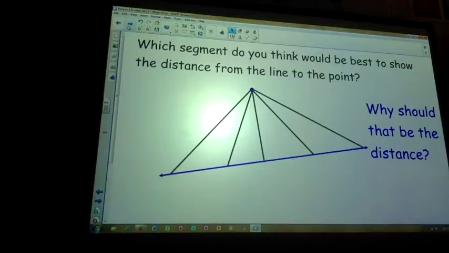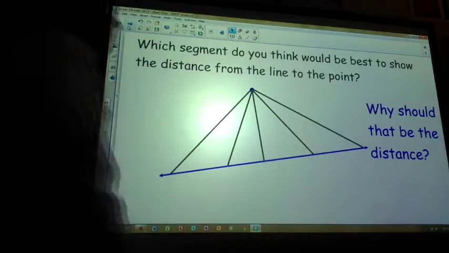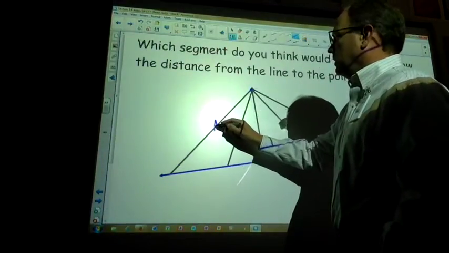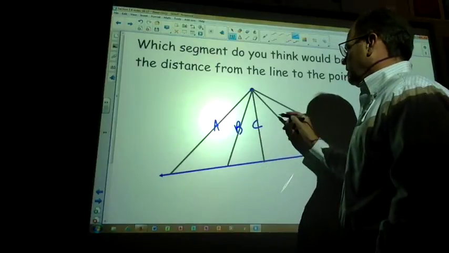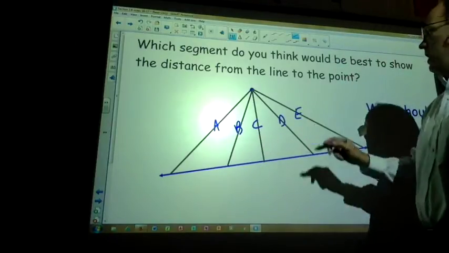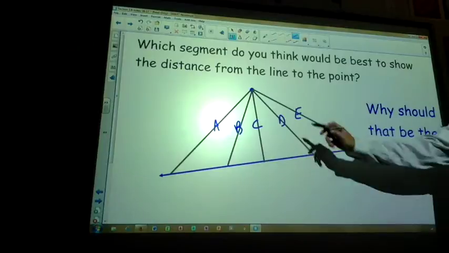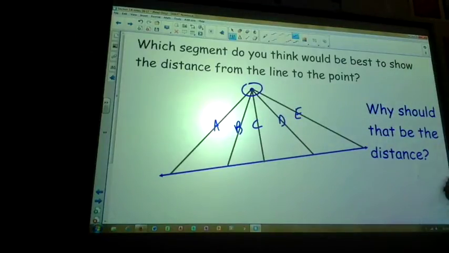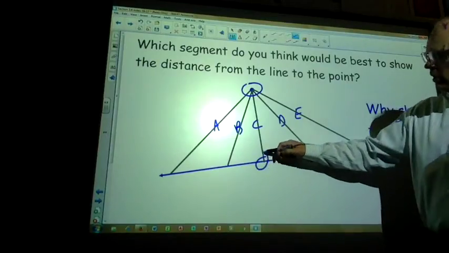Which segment do you think would be the best to show the distance from the line to the point? Why should that be the distance? All right, so what do you think? If I call this line segment A, this B, this C, this D, and this E, and here's our point that we're going from, which one appears to be the closest distance? C? So this is our closest distance?